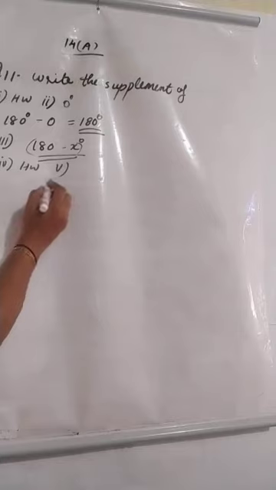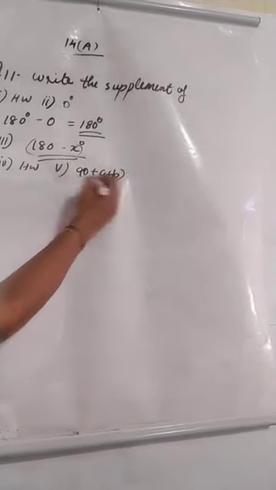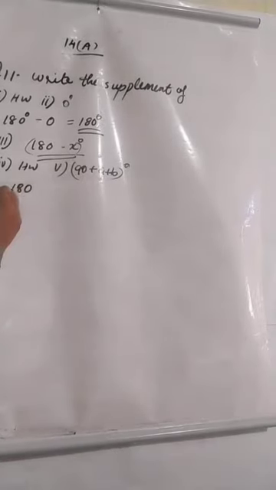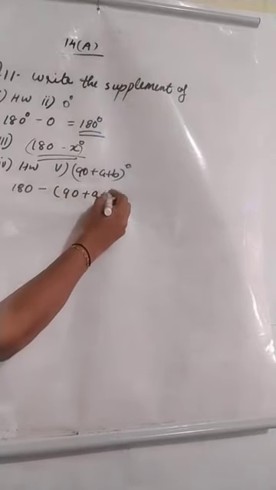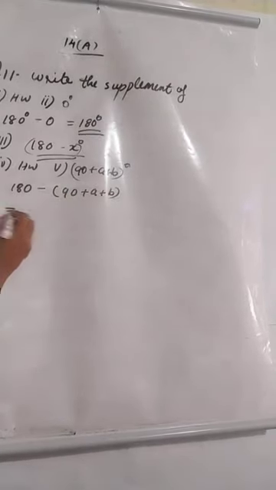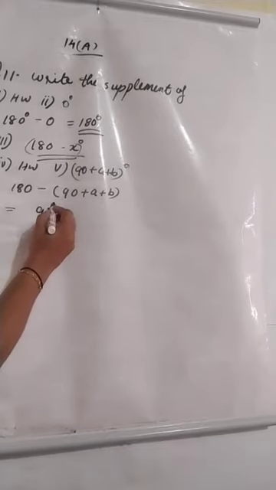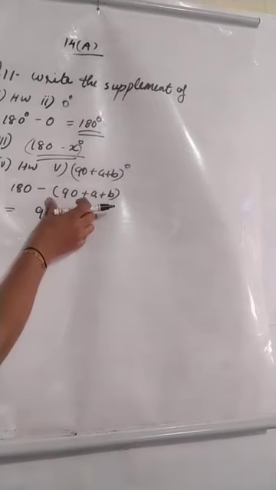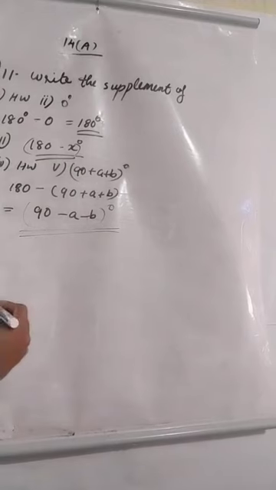Fifth question. Find the supplement of 90 plus a plus b degree. How can we find the supplement of 90 plus a plus b degree? Just subtract that angle, that is 90 plus a plus b, from 180 to get the solution. What is 180 minus 90? It's 90, no? Minus a minus b. Okay, together we can write it in degree. This is the solution.